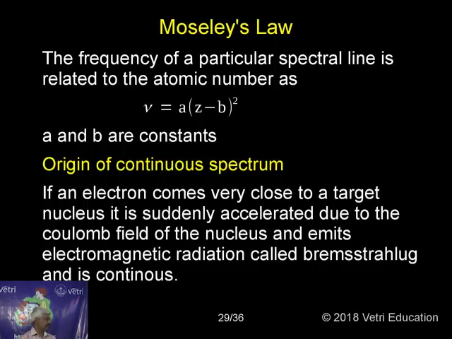Origin of continuous spectrum, we have just discussed. If an electron comes very close to a target nucleus, it is suddenly accelerated due to the Coulomb field of the nucleus and emits electromagnetic radiation called Bremsstrahlung, which is continuous. It is called Bremsstrahlung, the word we have to use.